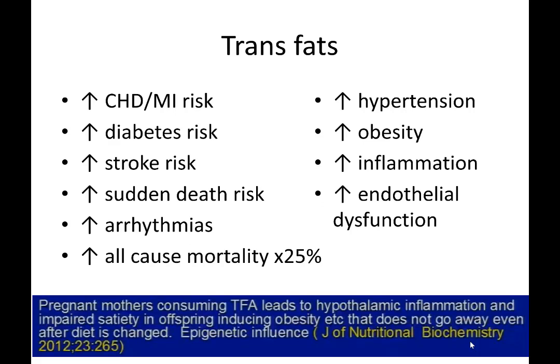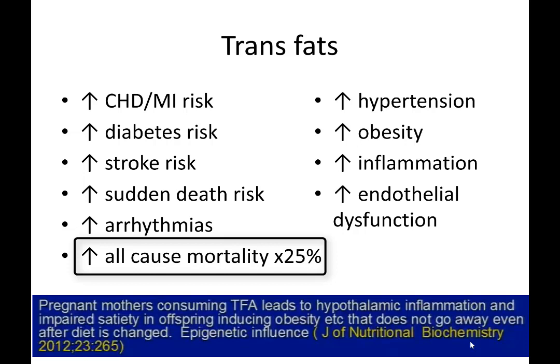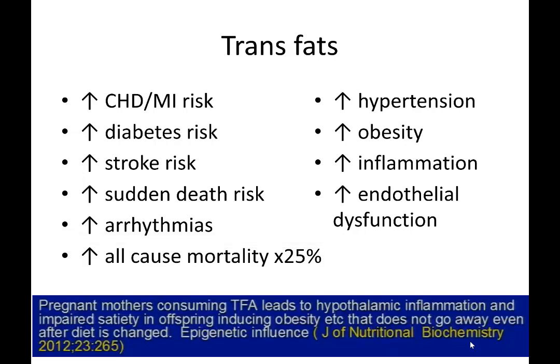But the main important one is this one, all-cause mortality up by 25%. So if you consume trans fats on a regular basis in your diet, your rate of death from anything is up by 25% just out of the gate. Coronary heart disease, MI means heart attack, myocardial infarction, and so on.